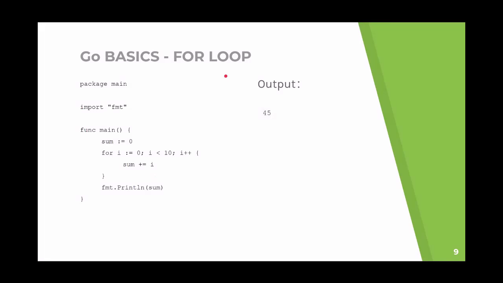Here we have an example for loop. Again, this is short variable declaration. I think the syntax of the for loop in Go is quite similar to C. We sum up from 0 to 9 and print out the sum. It's 45.